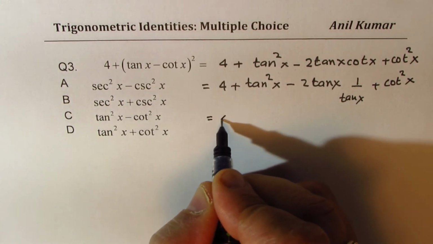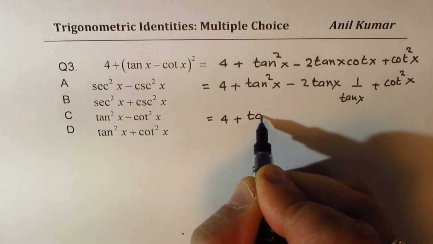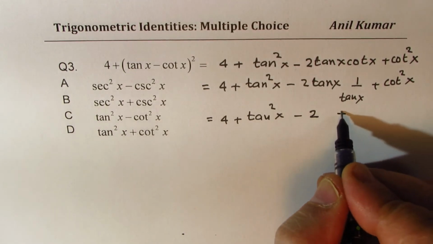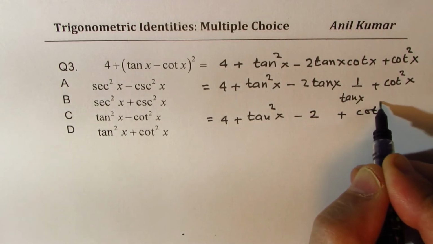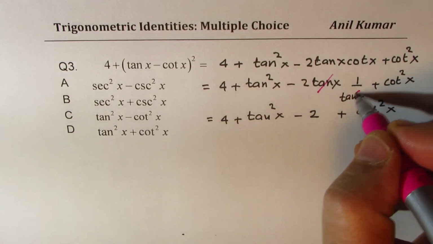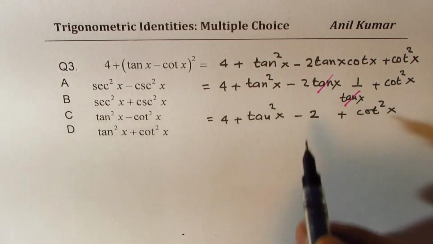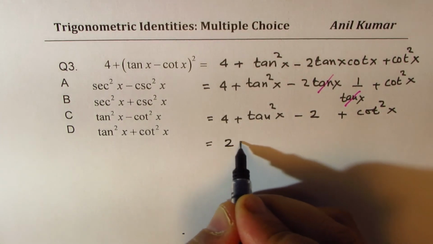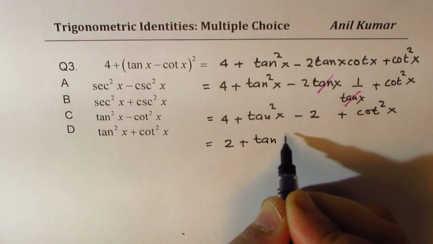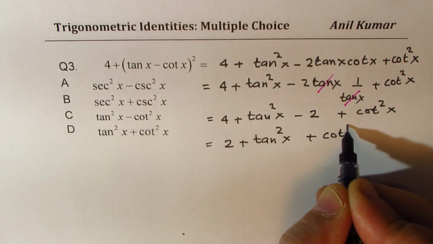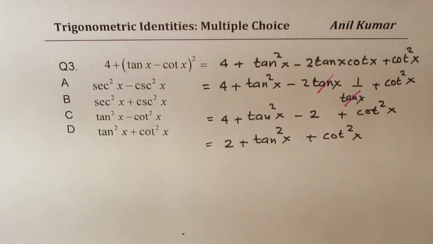So we get here 4 plus tan square x minus 2 plus cot square x, right? So you get minus 2 because these tan x cancels. Now we have 4 minus 2 is 2. So we get 2 plus tan square x plus cot square x. We have options in secant and cosecants.